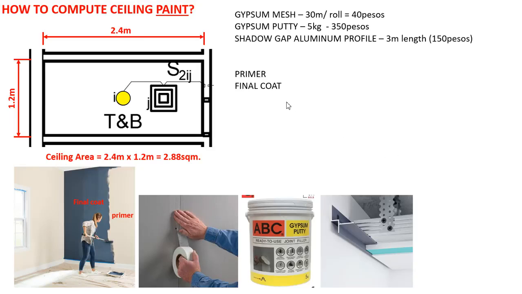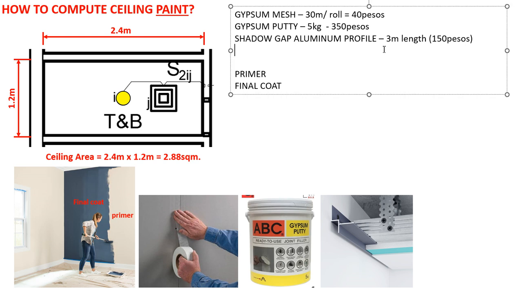In this video, we're gonna learn about how to compute ceiling paint. So from the previous video, we already computed the tiles we needed. So for the ceiling, it's the same formula. So you just have to know the area of the ceiling. So that's 2.4 times 1.2 equals 2.88 square meters.